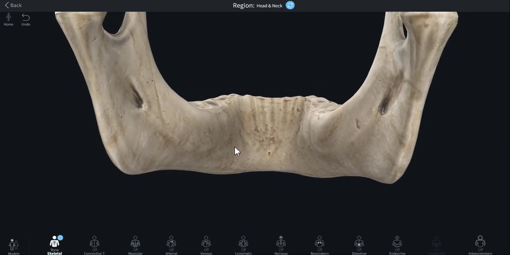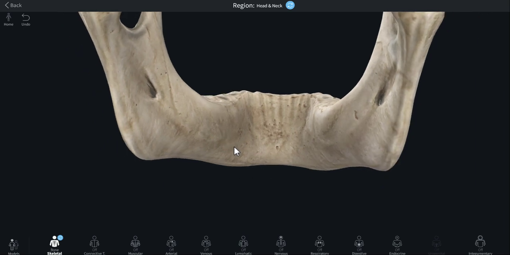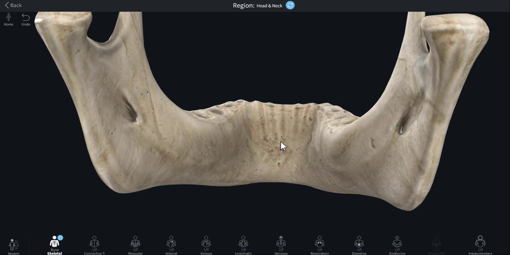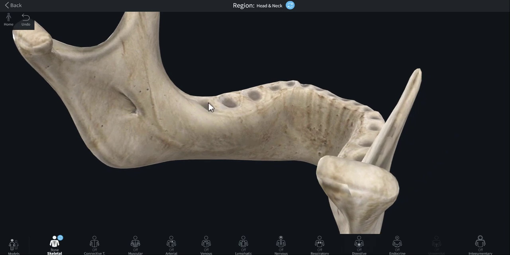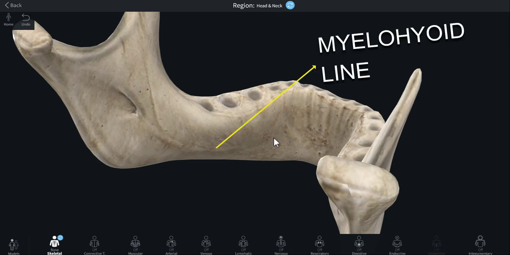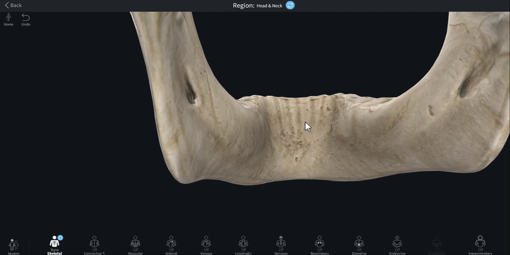It's not difficult to make that out in the real model, so that is why I'm going on with this 3D model. Anyways, this oblique line, which is running from below the interior part of the symphysis menti to the third molar, towards the third molar. This line is known as the mylohyoid line. The mylohyoid line. Very important structure.